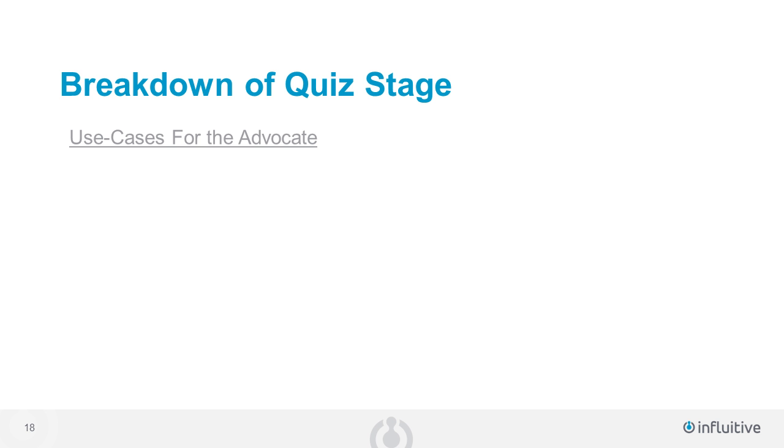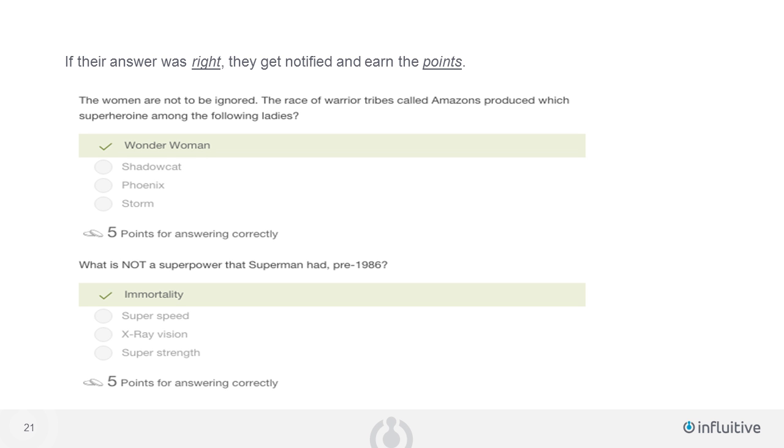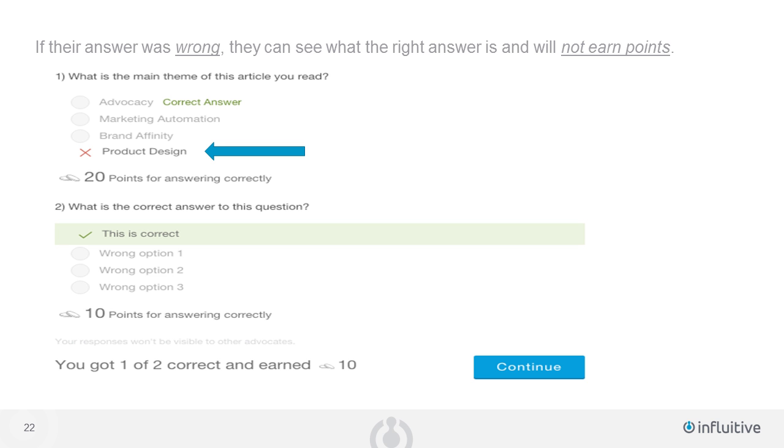Possible use cases for the advocate. First of all, advocates can answer a quiz stage once. After selecting and submitting their answer, they can see if their answer was right or wrong. If their answer was right, they get notified and they earn the points for it, such as this example here. The correct answer is Wonder Woman with a green check mark beside it. And if their answer was wrong, then they can see what the right answer is and they will not earn the points. So the person selected product design, but that happened to be the wrong answer, and the correct answer is advocacy.